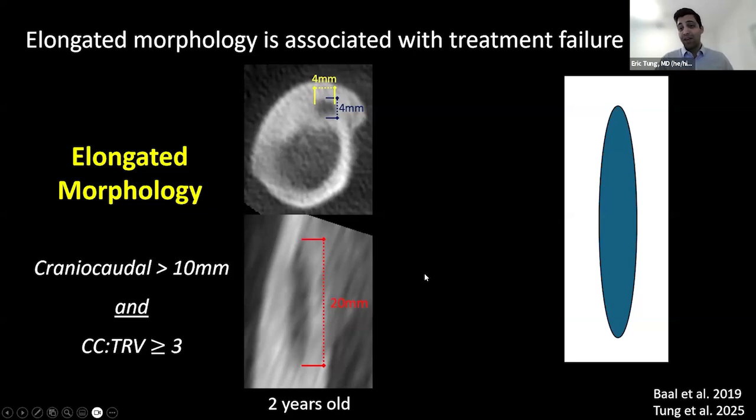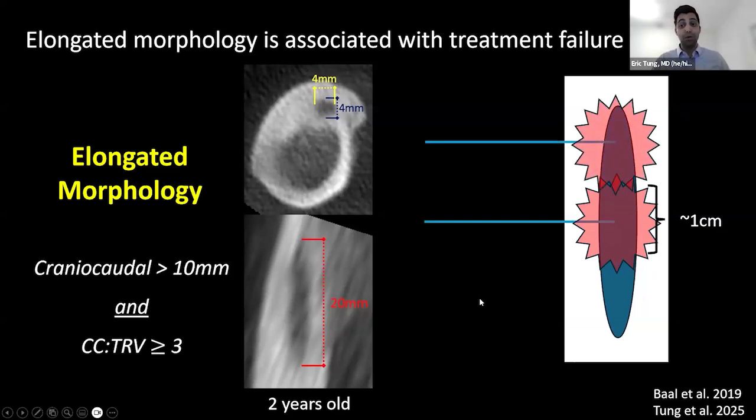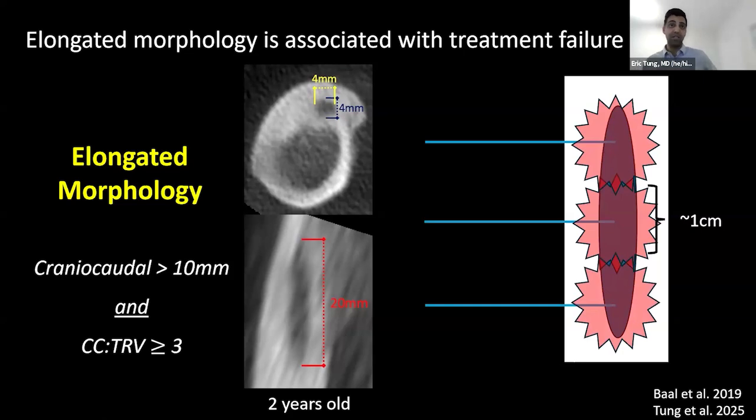And so if we think about why that is, you have to think about how we are going to treat these. If we have this elongated lesion in a bone and we use our radiofrequency ablation probe, we're going to create this 1 centimeter sphere of necrosis. But this is when you may have to put in multiple needles to cover the full extent of the lesion. And that can be quite challenging technically, as well as in children with smaller bones. And so that may be a reason why these elongated morphology osteoid osteomas are associated with treatment failure in younger kids.